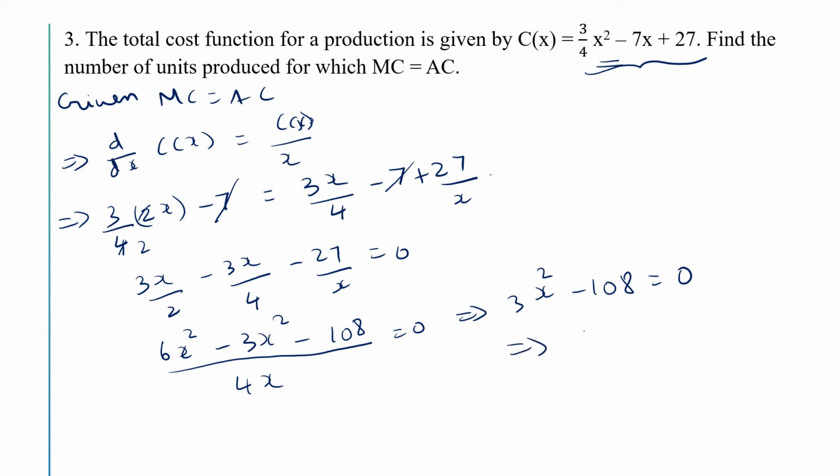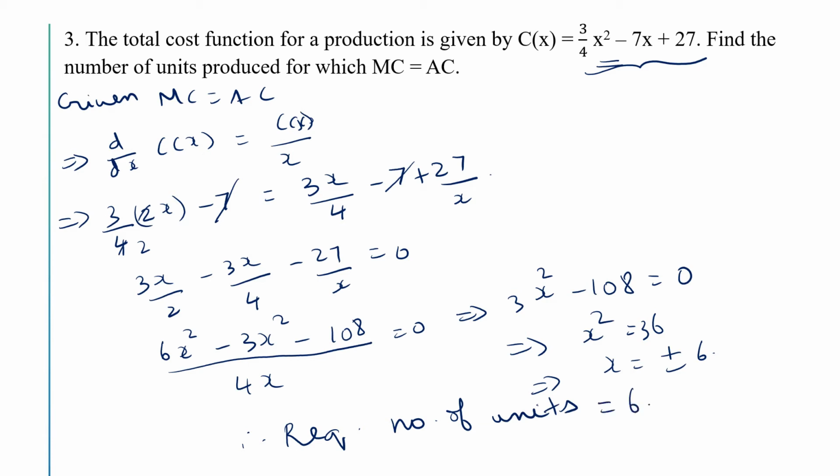Or x square equal to 108 by 3, it is 36. So we have x is equal to plus or minus 6. We cannot take minus 6. So the number of units for which marginal cost equal to average cost is 6. Therefore, required number of units equal to 6.